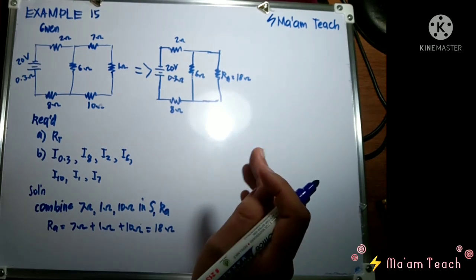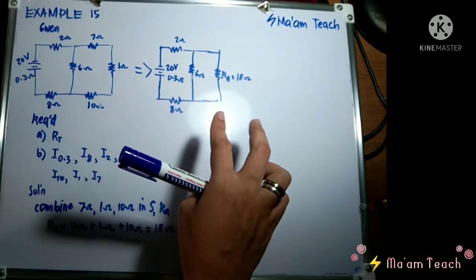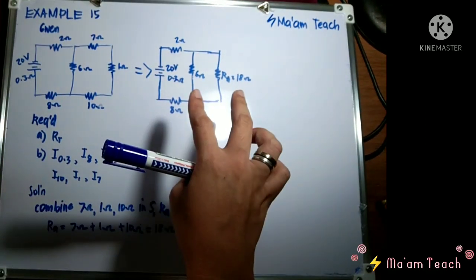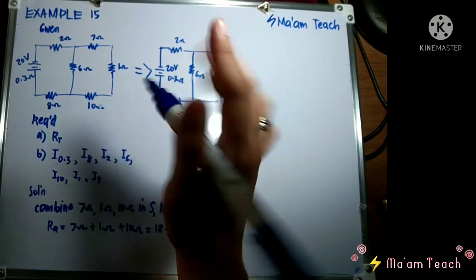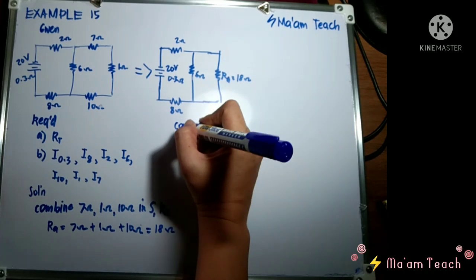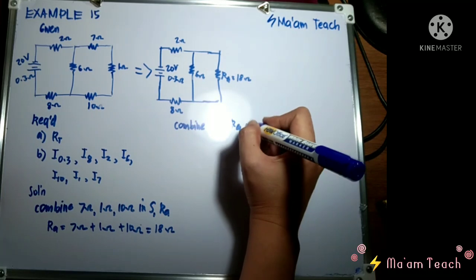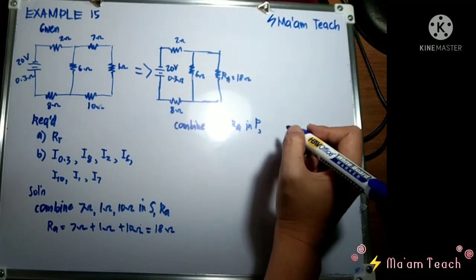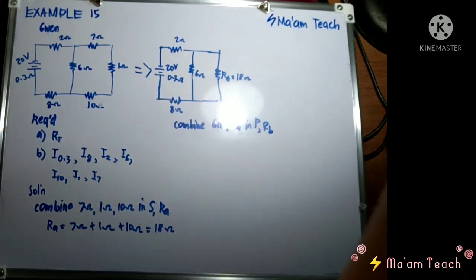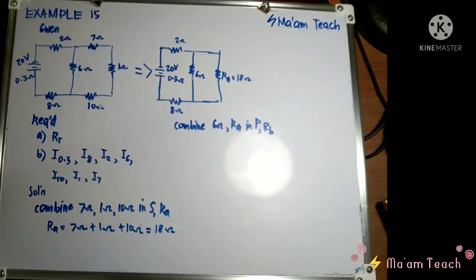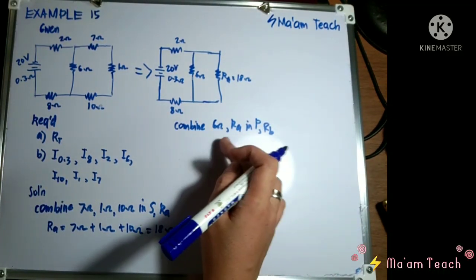Now, if you can observe, 6 ohms and R sub A are in what type of connection? They are in parallel. So let us combine 6 ohms and R sub A in parallel, and let's name their combination as R sub B. Can you see it? So again, R sub B here will represent the combination of 6 ohms and R sub A in parallel.